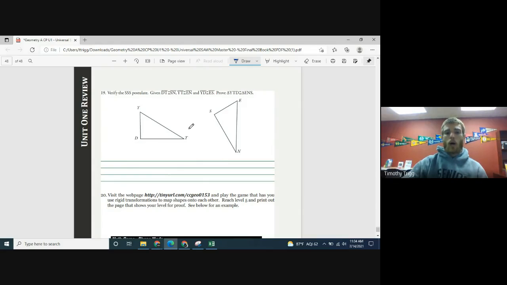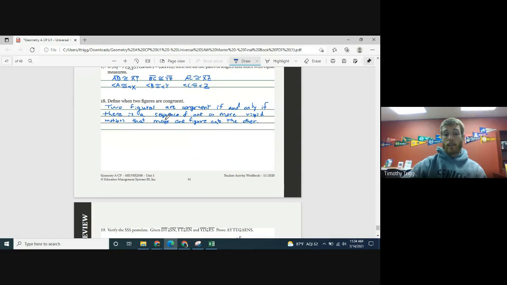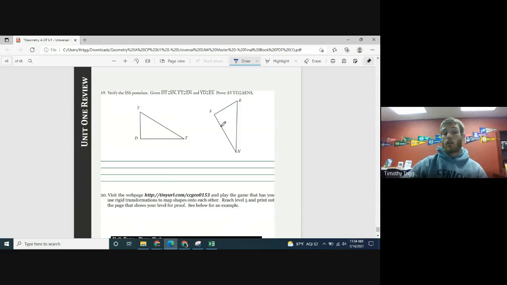So how do we show that two shapes are congruent? Well, like we discussed in question 18, we can show that they're congruent if you can map one triangle onto the other using rigid motion. So using translation, rotation, or reflection, we should be able to move one shape onto the other to show that they're congruent. Okay, so how do we do that?